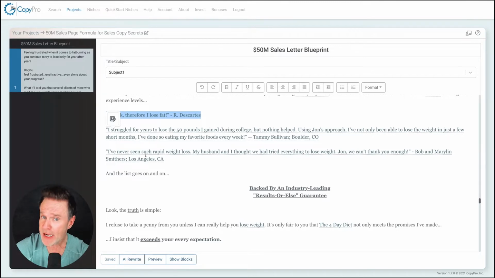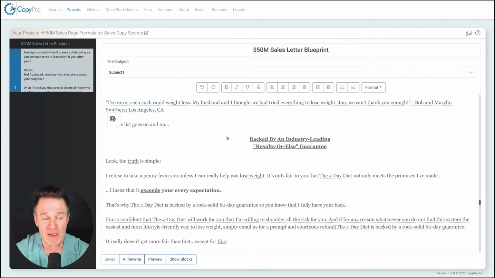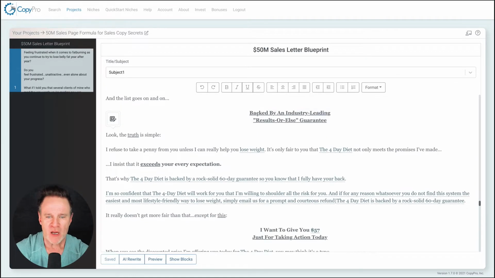If you have 9, use 9. I just want to give a sample here, but 3 would be the absolute minimum. 4 even better. But yeah, and the list goes on and on, by the way, at the end of everything. Backed by an industry leading results or else guarantee.